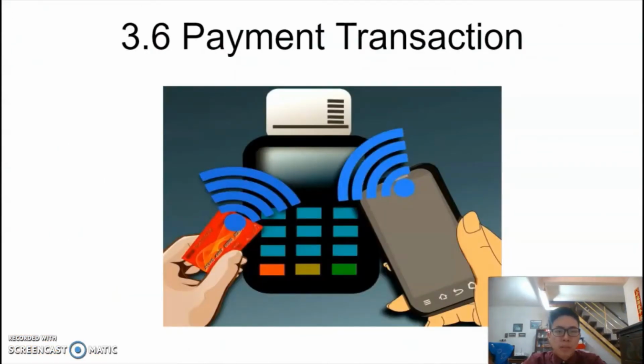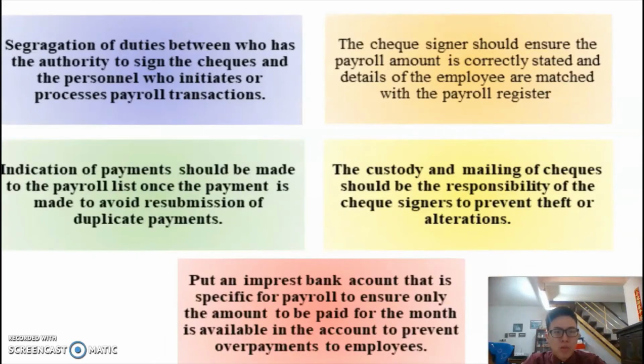Lastly, we will talk about the payment transaction. So, there are 5 important things to be considered in payment transaction. The first one will be the segregation of duties between who has the authority to sign the checks and the personnel who initiates or processes payroll transactions. Because if the person who signs the checks and the person who initiates the payroll transaction are the same person, then it will have a high risk of fraud or any conflict of interest.